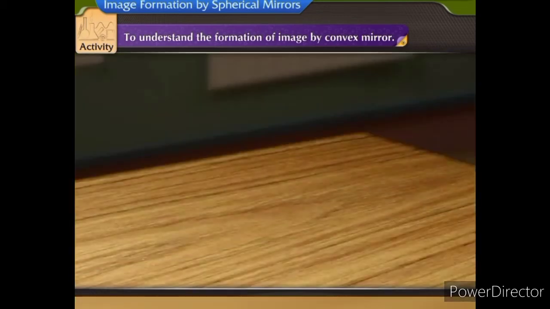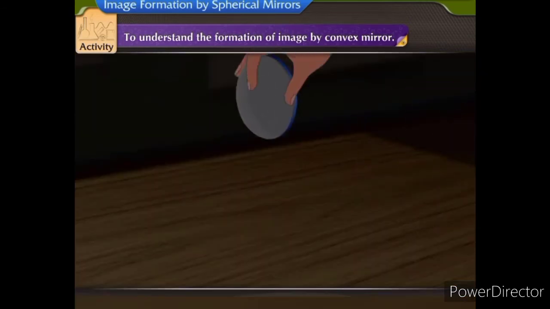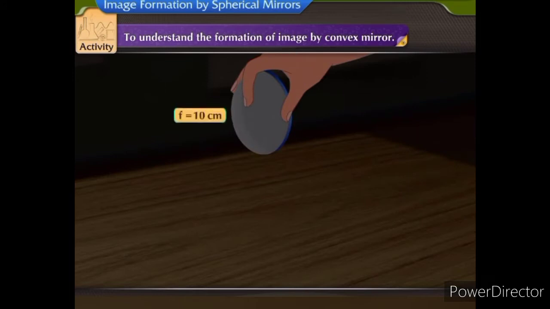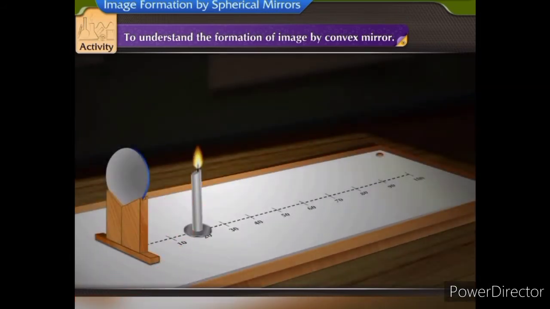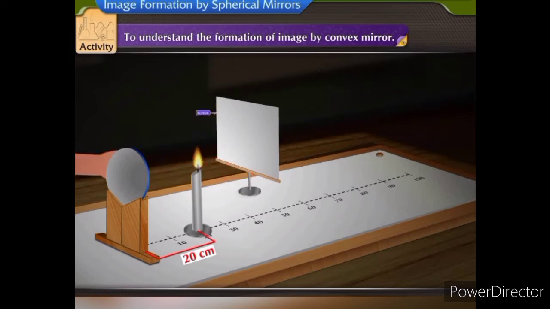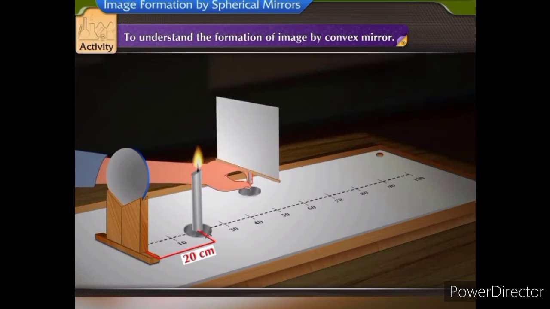Let us perform an activity to understand the formation of image by convex mirror. Make sure that you perform this activity in a dark room. Place a convex mirror of focal length 10 cm on a stand. Keep a lighted candle on one side of the mirror at any distance, say 20 cm from the mirror. Place a screen in front of the mirror. Now, move the screen forward and backward and try to obtain the image of the candle flame on the screen.